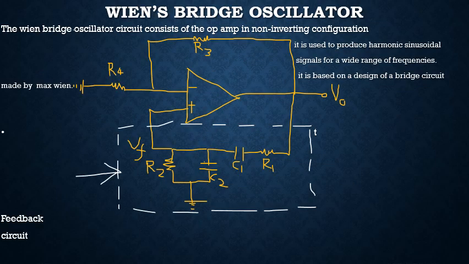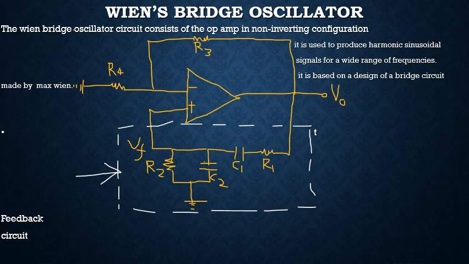Now this is the circuit for a Wien Bridge oscillator. The Wien Bridge oscillator basically consists of an op-amp in non-inverting configuration. It is used to produce harmonic sinusoidal signals for a wide range of frequencies. It is based on the design of a bridge circuit made by Max Wien.